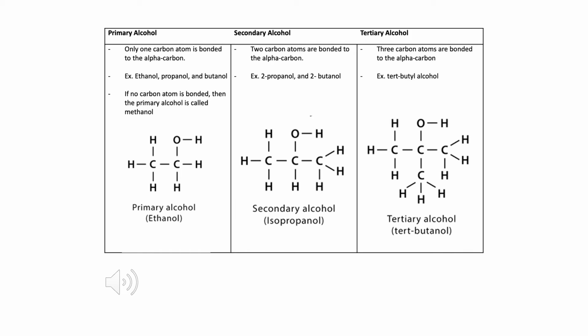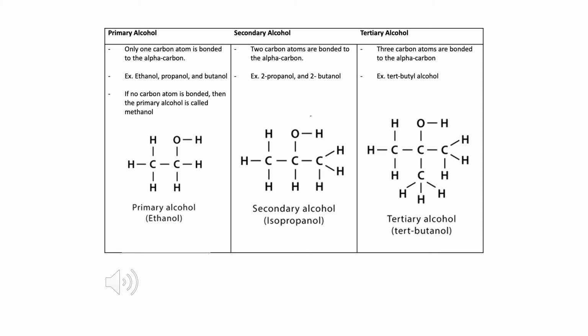this chart demonstrates a more in-depth explanation of the molecular structures and their importance. The primary alcohol only has 1 carbon atom bonded to the alpha carbon. So, for example, ethanol, propanol, and butanol. If no carbon atom is bonded, then the primary alcohol is called methanol. So below we have an example structure of a primary alcohol, which is ethanol. This is the molecular structure of ethanol.